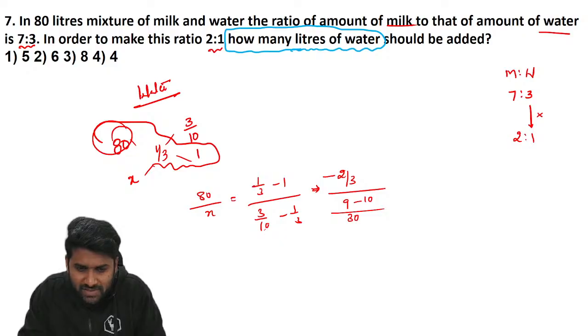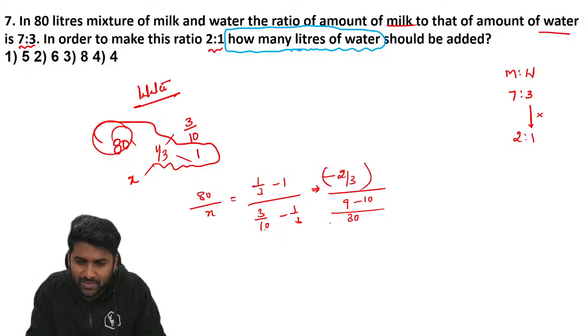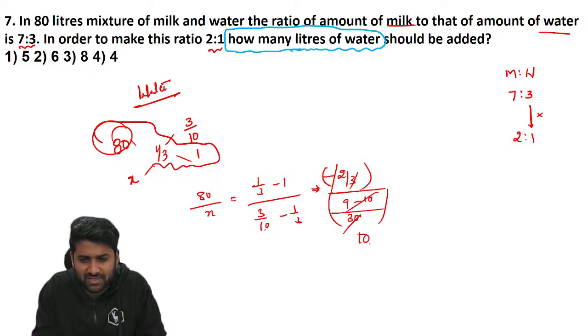Yeah, x value is 3 by 10 minus 1 by 3. Numerator you will get minus 2 by 3. And this is all about 3 into 3, 9, 9 minus 10, again divided by 10. So 3 exactly 10 times. Negative, negative cancel. Then 2 become a 10, right?